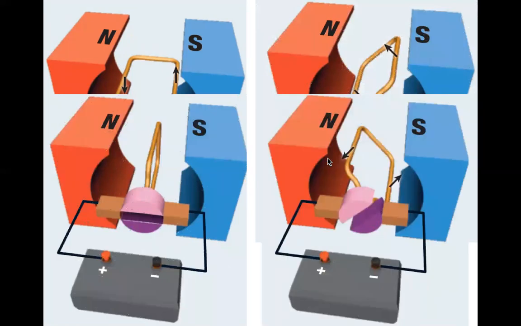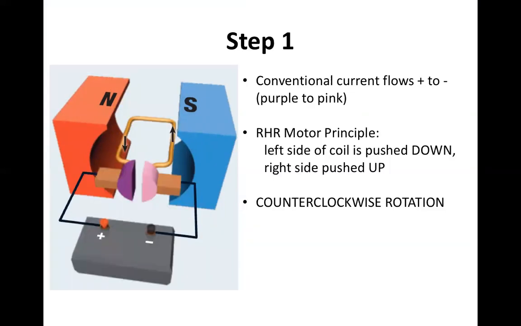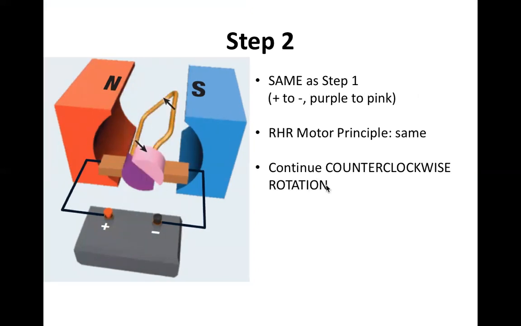So I'm going to look at each of these steps in a little bit more detail. In step 1, we've got conventional current flowing positive to negative in terms of the battery, which is purple to pink in terms of the split ring. And then the right-hand rule of the motor principle tells you that there's a downwards force here and an upwards force here, which overall gives you a counterclockwise rotation. In step 2, it's the same as step 1.